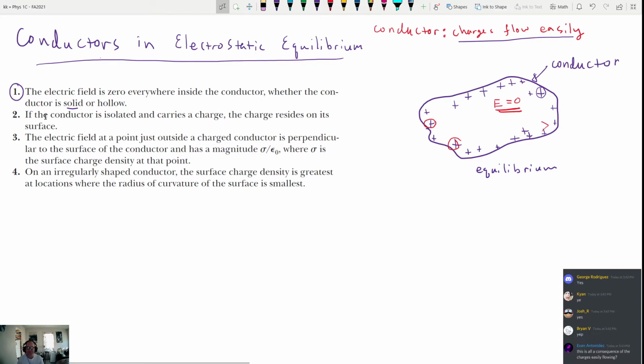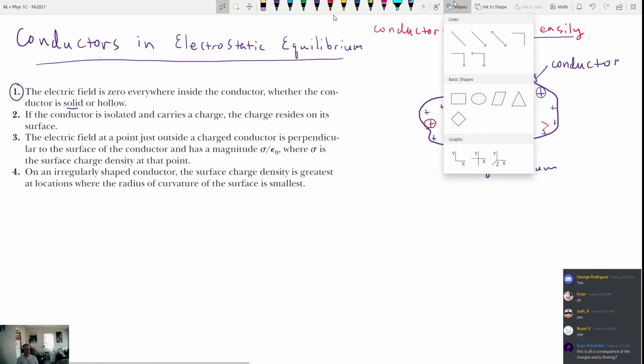For number 2, it says if the conductor is isolated and carries a charge, the charge resides on its surface. For this, we can use Gauss's law in combination with Rule 1 to prove that this is true. This basically says that if you have a conductor, all the charge is going to be on the surface, which is kind of how I tried to draw it here. We decided that this arrangement was actually the only arrangement that would produce a zero electric field. But using the fact that the field is zero inside of here, we can make the following statement.